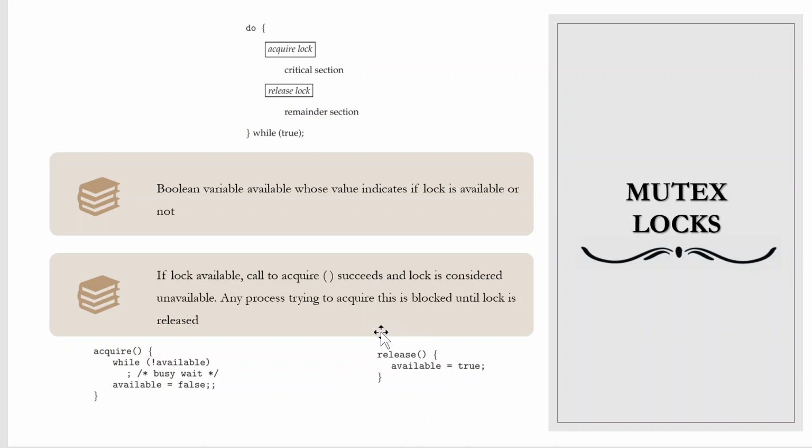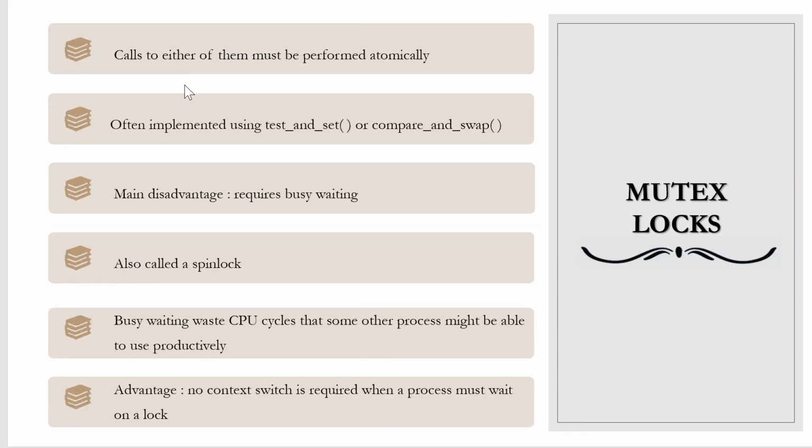And this is the definition for release. In release, the acquired lock is released by setting the value of available as true. Calls to either acquire or release must be performed atomically. Thus, mutex locks are often implemented using one of the hardware mechanisms we discussed in the previous video, that is either test and set or compare and swap.